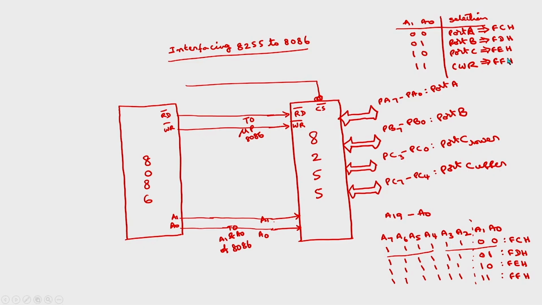Okay. Now how to generate this chip select signal? You have to connect A2 to A7. So I am taking A2 to A7 of this microprocessor: A2, A3, A4, A5, A6, A7. If all are ones, this chip select should be 0. This should be 0 to select the chip. So if A2 to A7 are all ones, then the output of the gate should be 0. So which gate do you have to use here? It is the NAND gate.